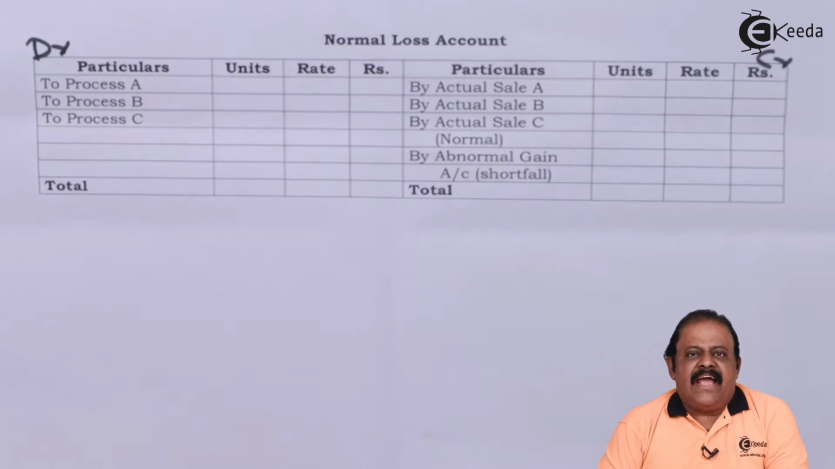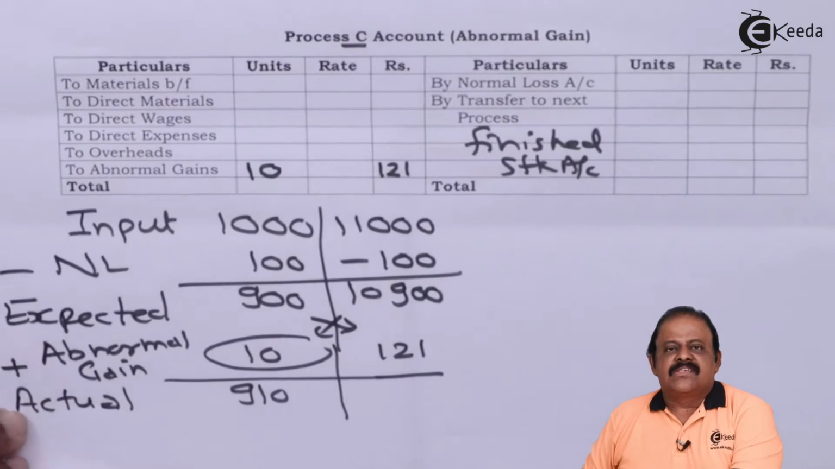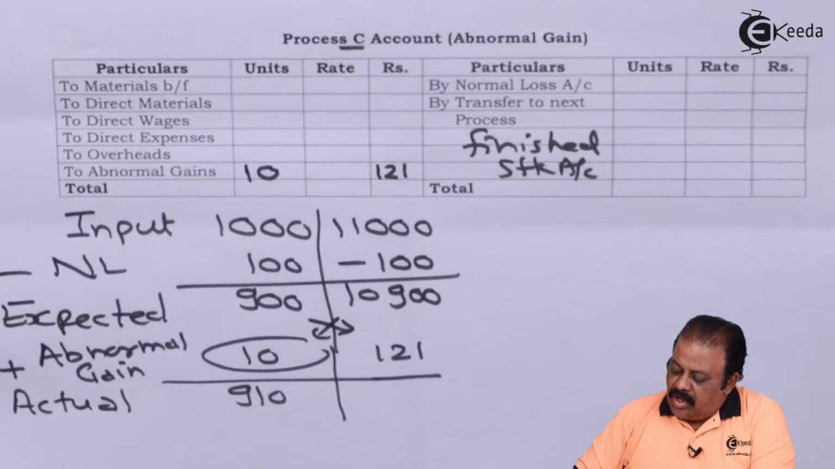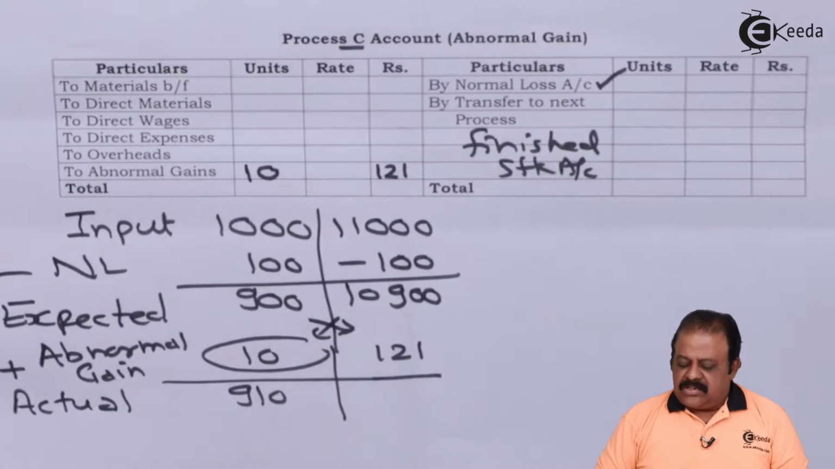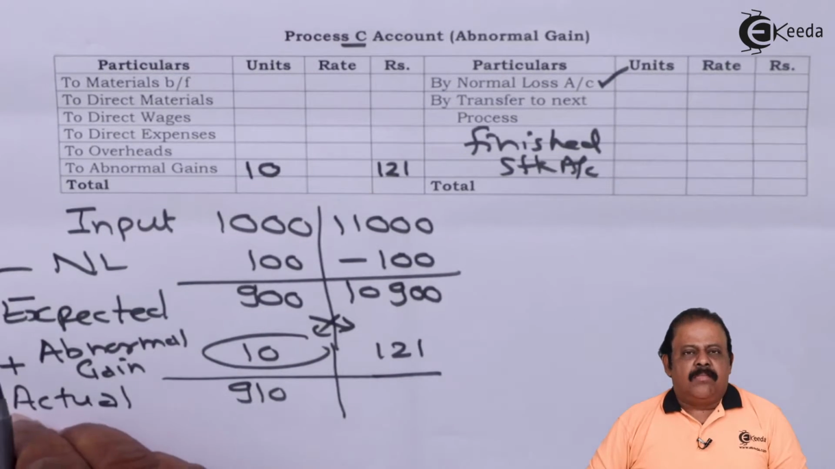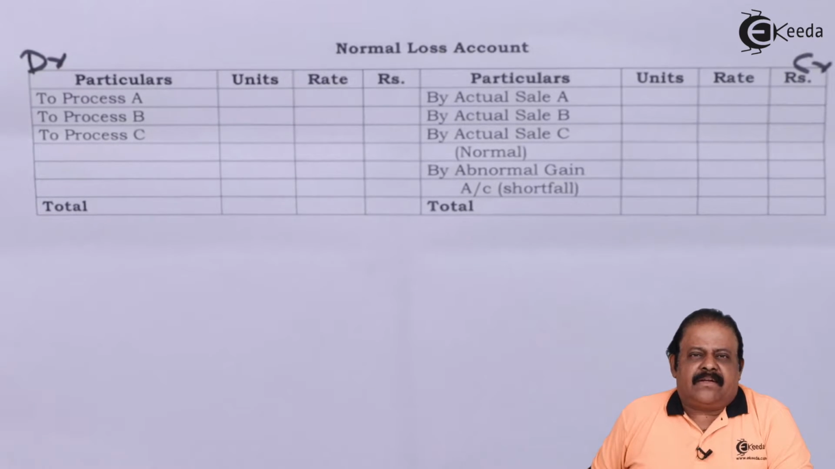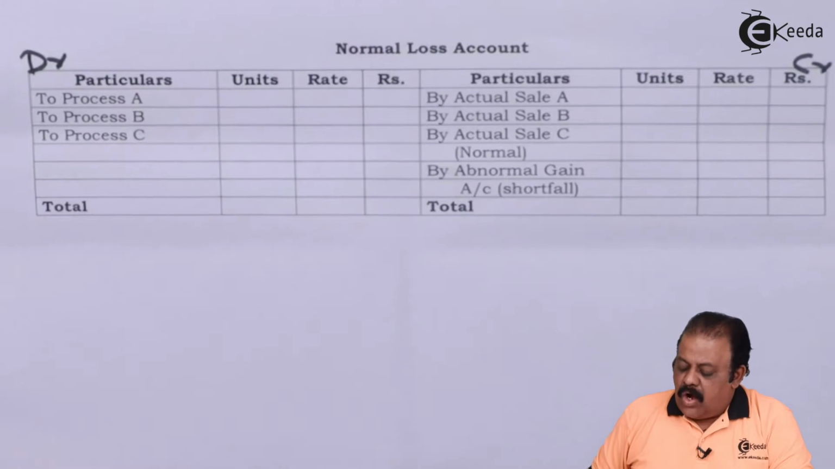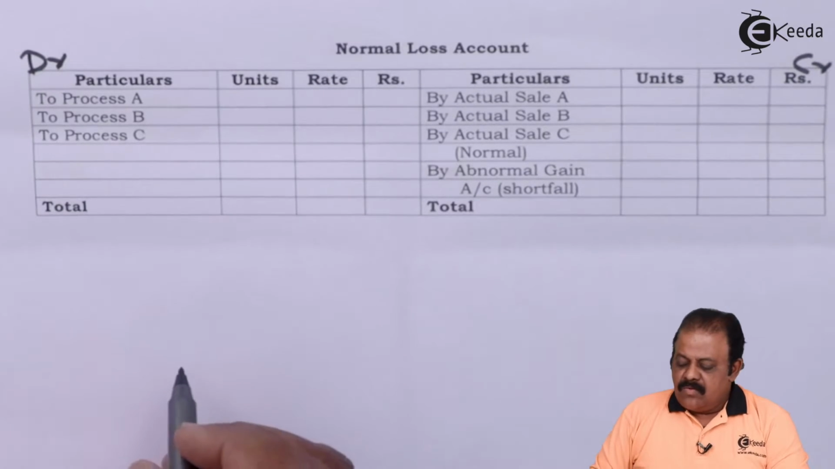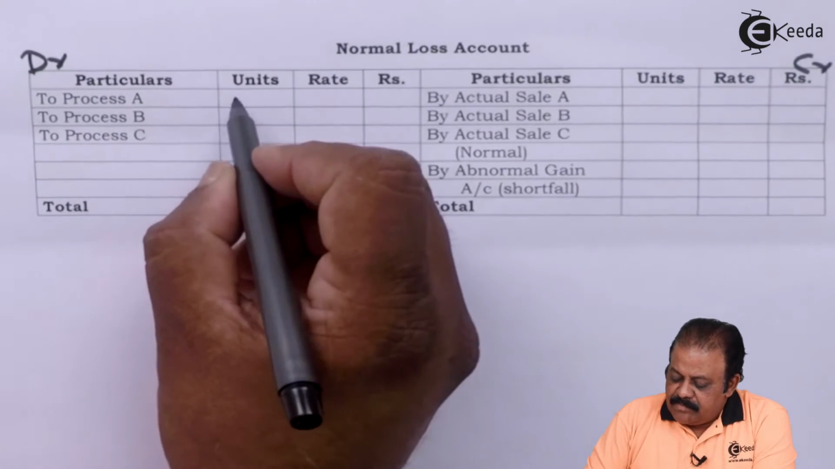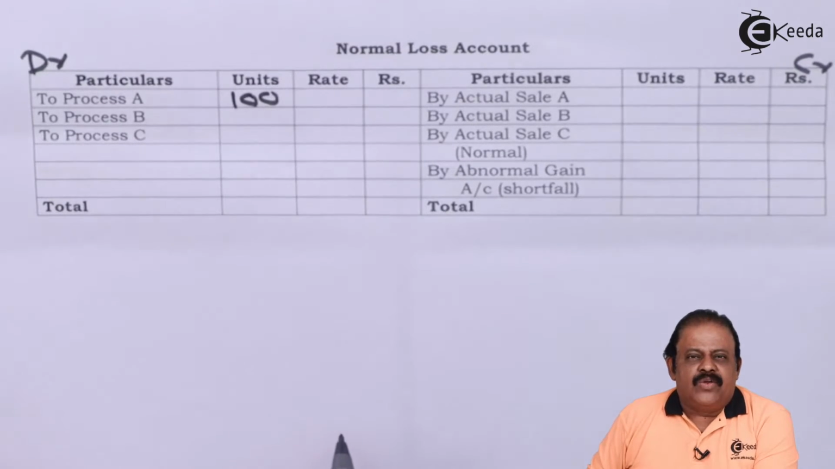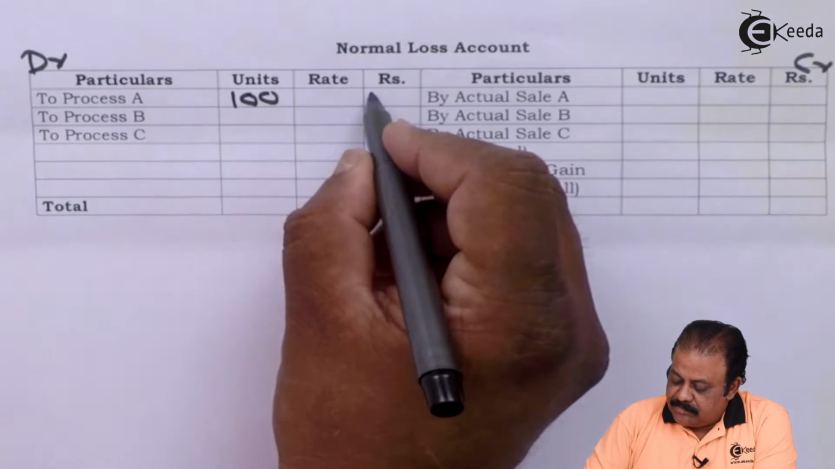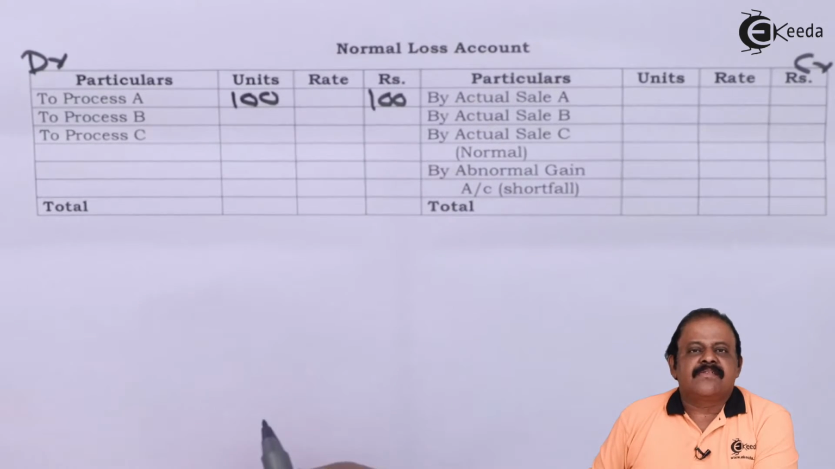Now in every process, normal loss we credit. For example, as we just discussed in process C, normal loss is credited here. So in every process we credit normal loss. So when we prepare the normal loss account, we are required to debit the quantity and amount of normal loss to the normal loss account. For example, in process A, it is 100 units. Expected value is 1 rupee per unit. It will be 100 rupees.